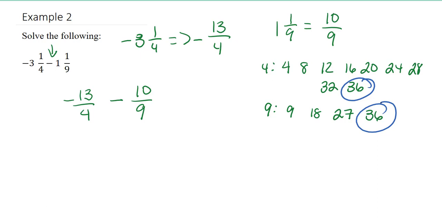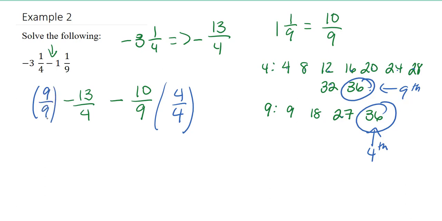The way we get there is to multiply each fraction by the other's denominator. So we're going to multiply the second fraction by 4 over 4, because that's how we get from 9 to 36: this is 1, 2, 3, the fourth one. And for 4, we have to go 1, 2, 3, 4, 5, 6, 7, 8, 9, so this is the 9th. That shows you what we need to multiply by. So this would be 9 over 9.